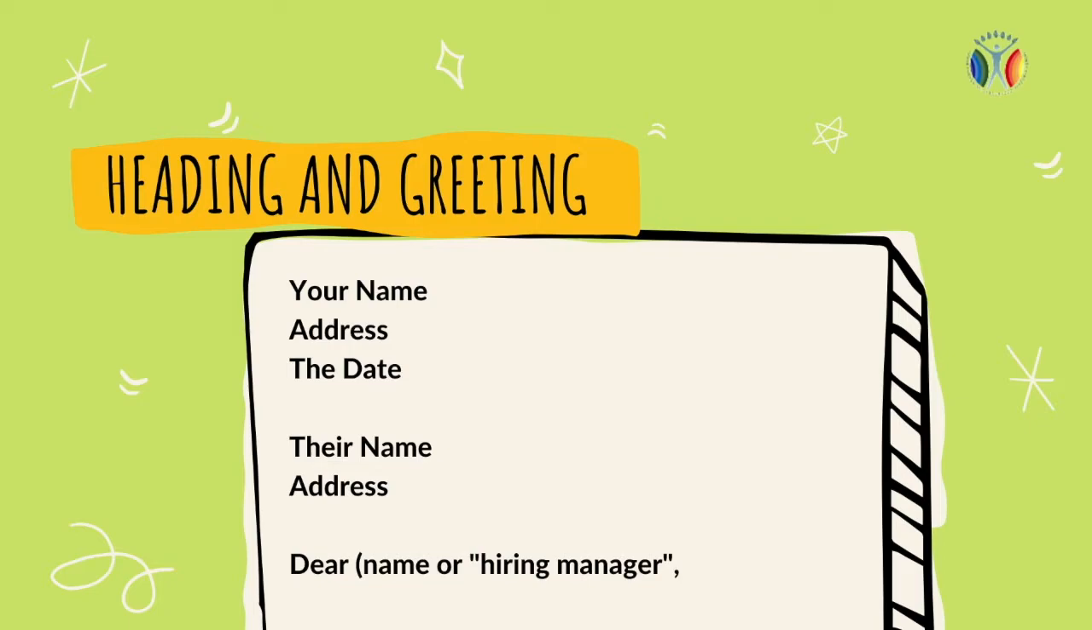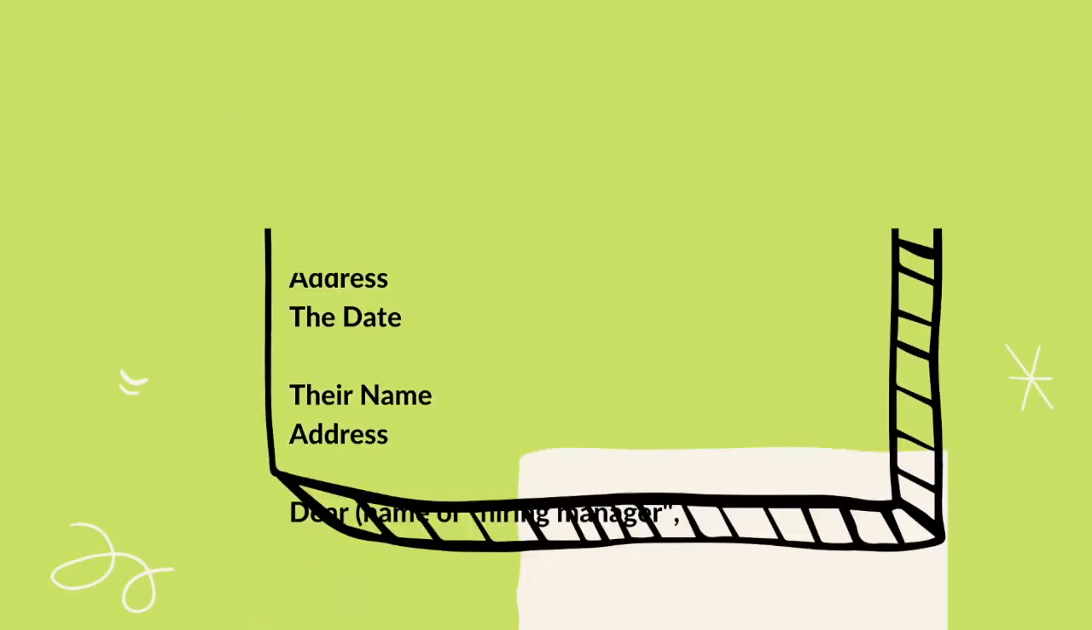You want to follow that with the information of the place that you're applying to, so whether that's a company, an organization, a school, you want to put their information, including their name, their address, an email, a phone number, and then you also want to address who you're talking to. Now, sometimes you might know a specific name of the person who will be reading your cover letter, but if you don't, you can just place hiring manager.